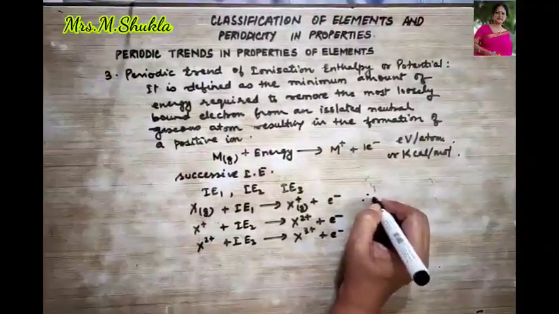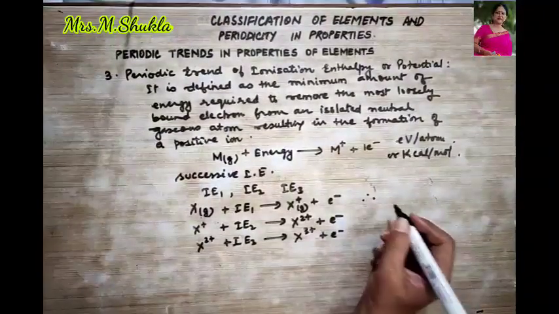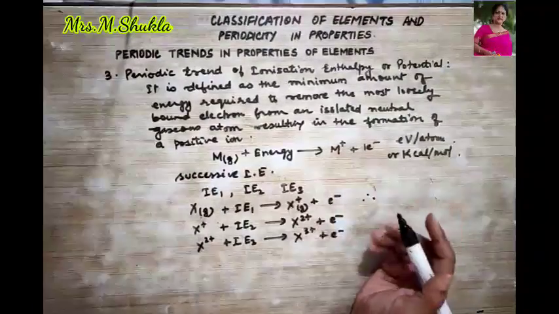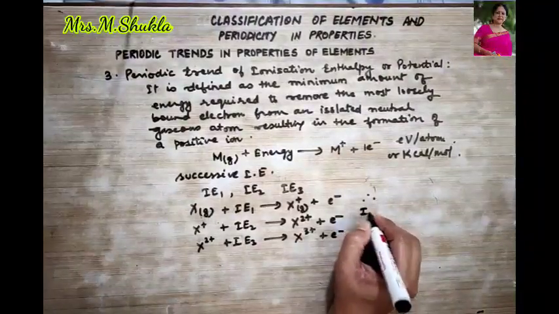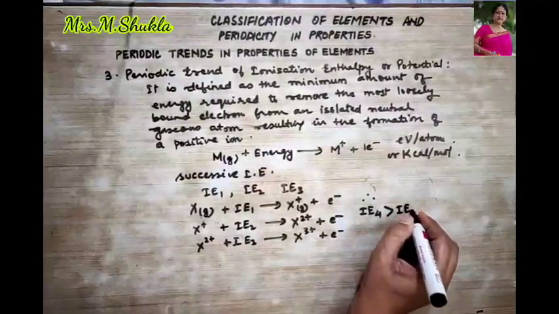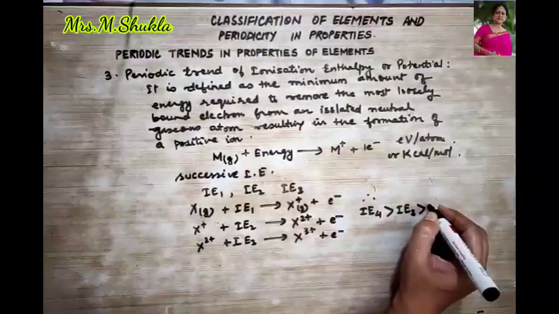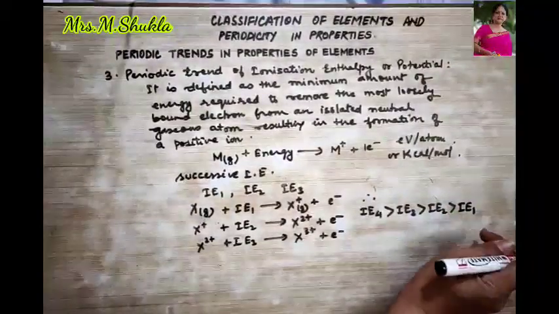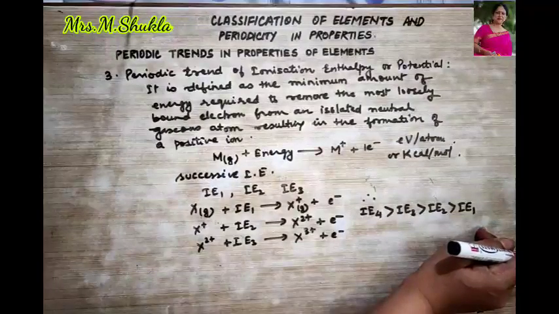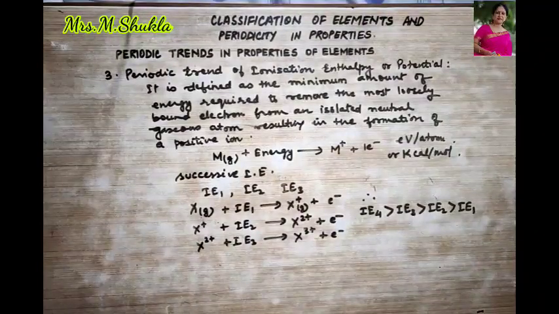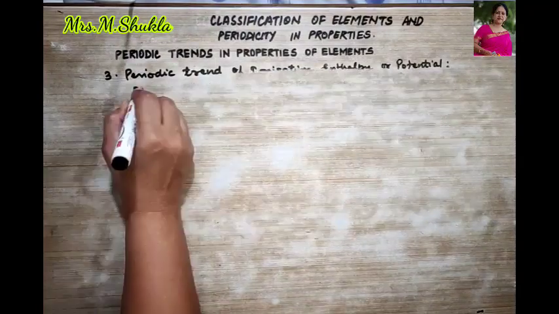And hence we can say over here that in general the successive ionization energy shows an increasing trend for the same atom, and hence IE4 will be greater than the third ionization energy, than the second ionization energy, and least will be for the first ionization energy. Clear? Now let us understand what are the factors that affect the ionization enthalpy.